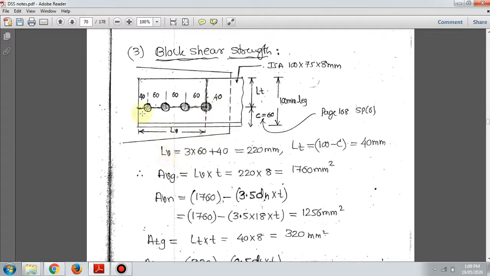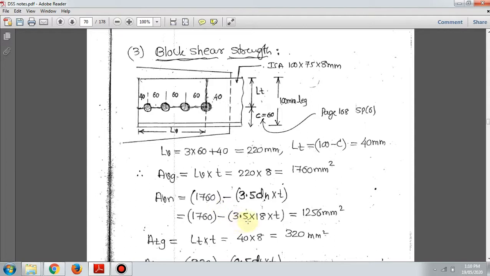Next, design strength due to block shear. There are 4 bolts, 1, 2, 3, 4. Due to the tensile force, the block shear failure is like this: these bolts get cut, these bolts get cut, and at the edge the half bolt gets cut. Now we'll see the diagram of how it looks when it is subjected to block shear.